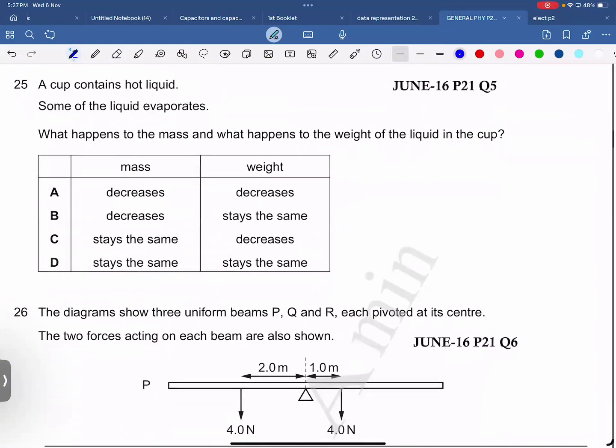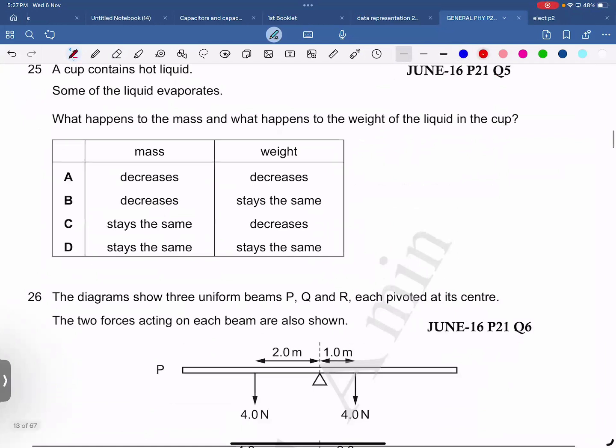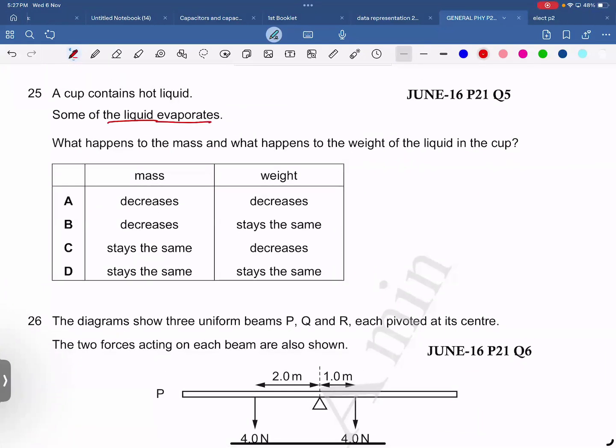A cup contains hot liquid. Some water evaporates. Evaporates means goes out. Goes out means as vapors. So when water goes out, of course the mass will decrease, so weight will also decrease. Here some students say, Mr., mass doesn't change. How mass doesn't change? If the matter is same. Now water evaporated. So some water went out. So mass decreased. Option A.